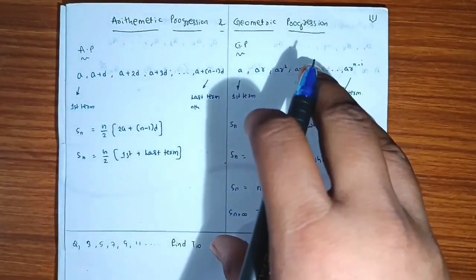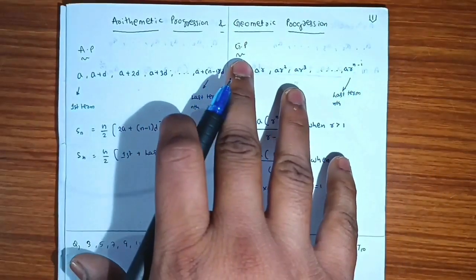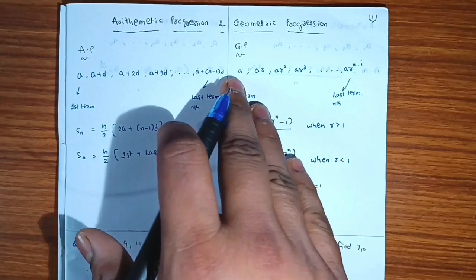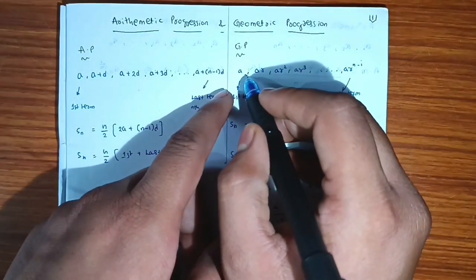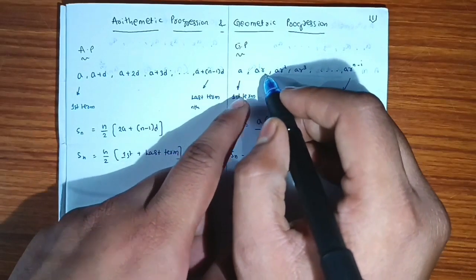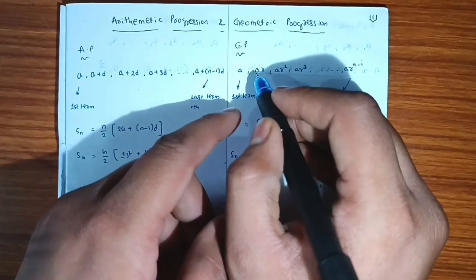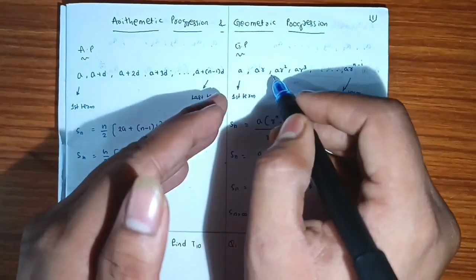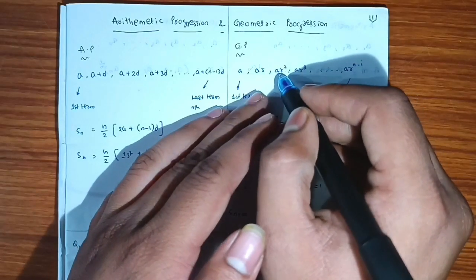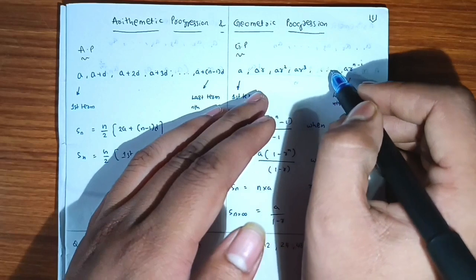Now let us move to geometric progression, which in short form we call GP. At the very first we have the first term, a, then the second term will be ar. The ratio of the two terms is a multiple, which we call r. The third term will be ar square, the fourth term will be ar cube, and so on.